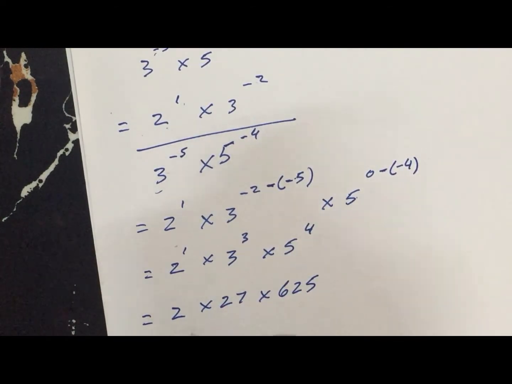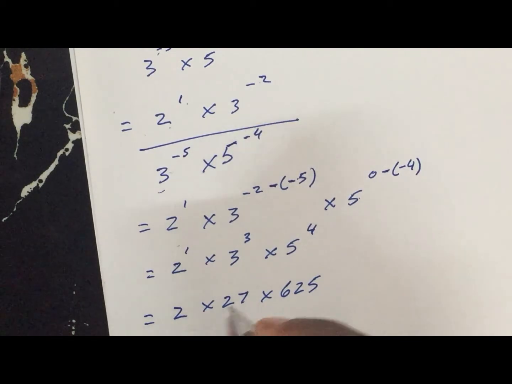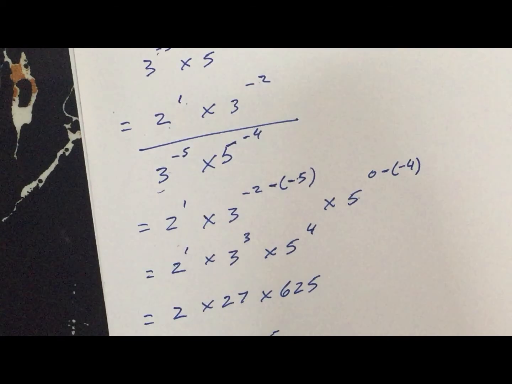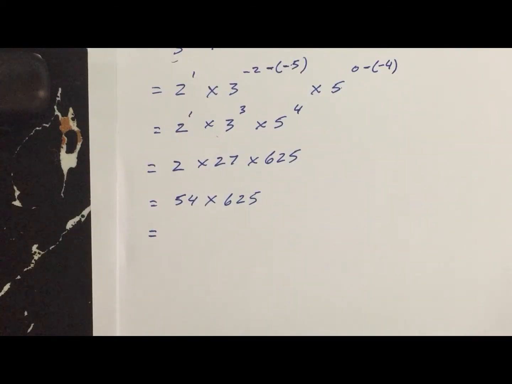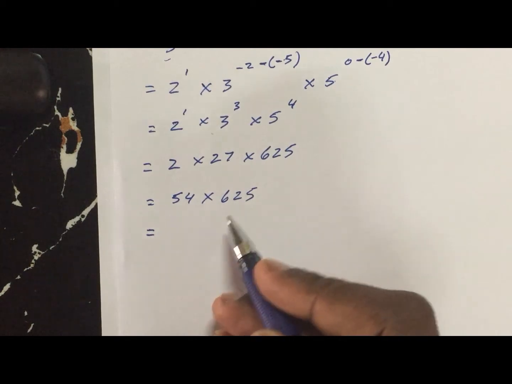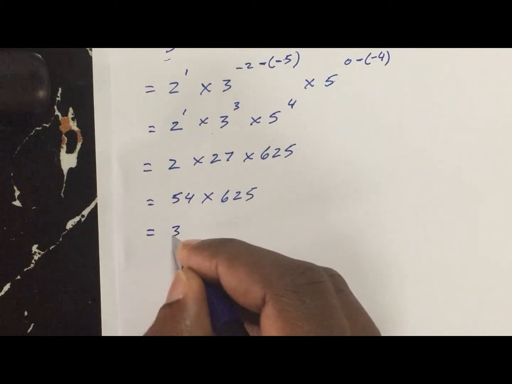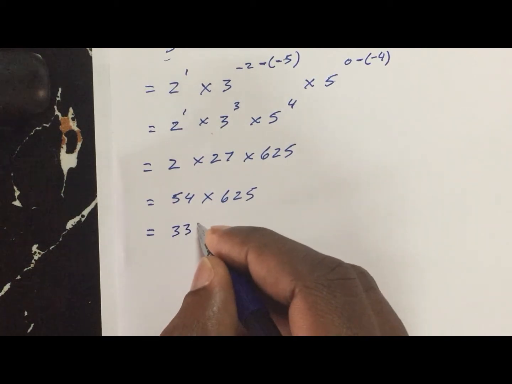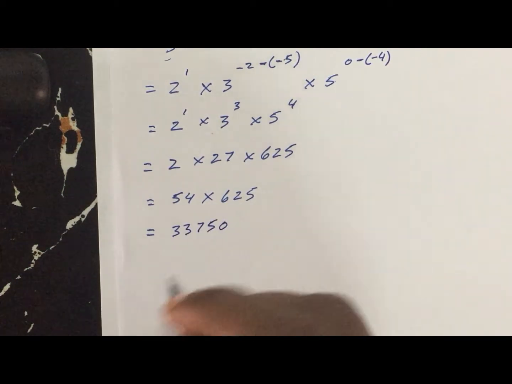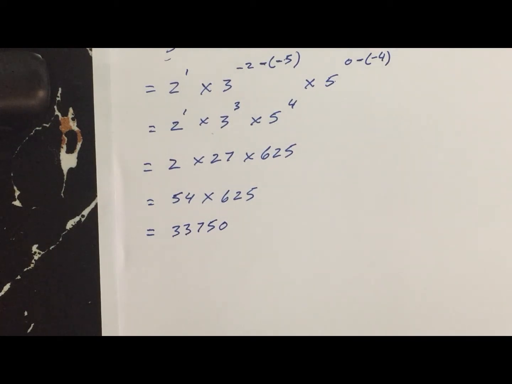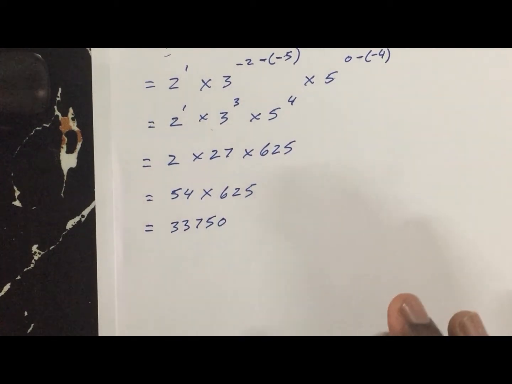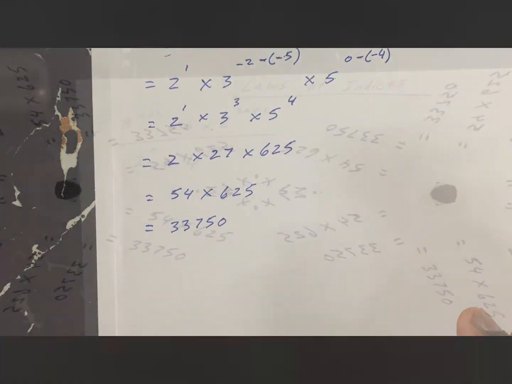So then now, to simplify this, we know 2 times 27 would give us 54. 54 times 625. When we multiply this out, plug that into your calculator, you end up with the answer. That's it for number 6.